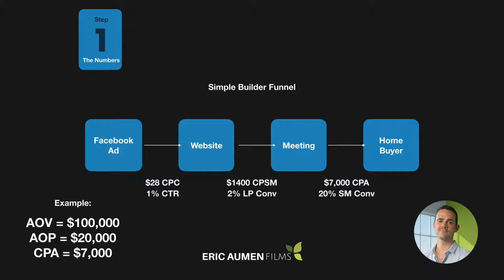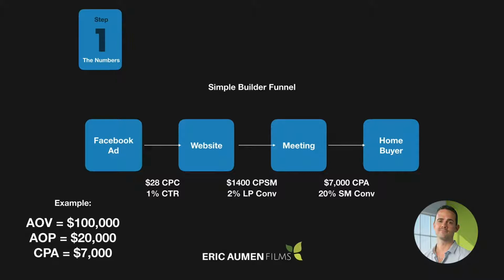So we've decided that 20% is your closing ratio. So we say, okay, 20% of $7,000 is $1,400, which is our cost per sales meeting. So now that number goes right there. This is how we reverse engineer everything down to the very beginning.